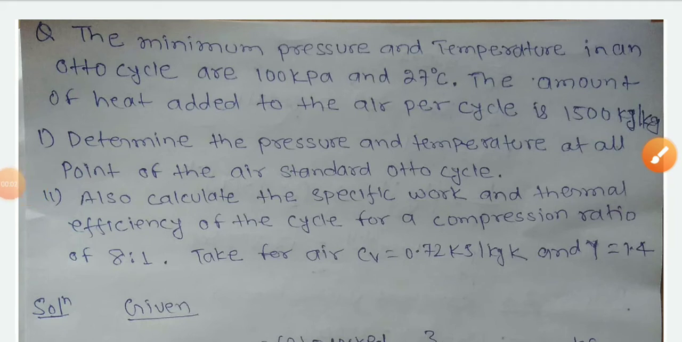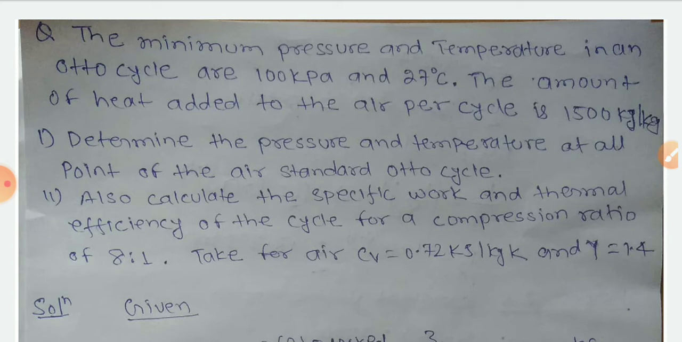Hello friend, today I am going to solve a problem based on the Otto cycle. Here the minimum pressure and temperature in an Otto cycle are 100 kilopascal and 27 degrees Celsius. The amount of heat added to the air per cycle is 1500 kilojoule per kg. Determine the pressure and temperature at all points of the air standard Otto cycle.